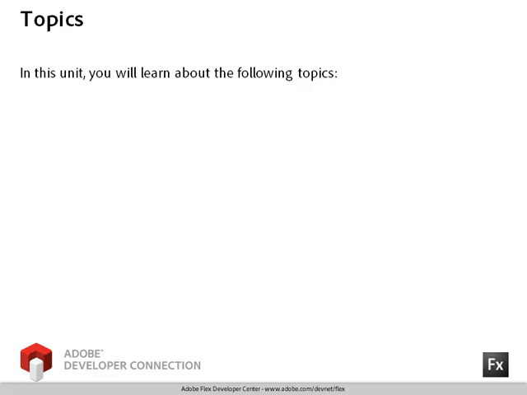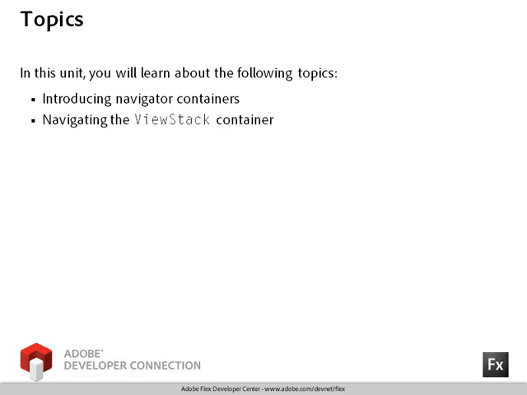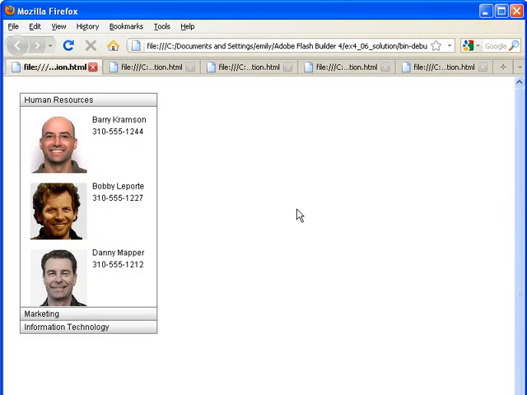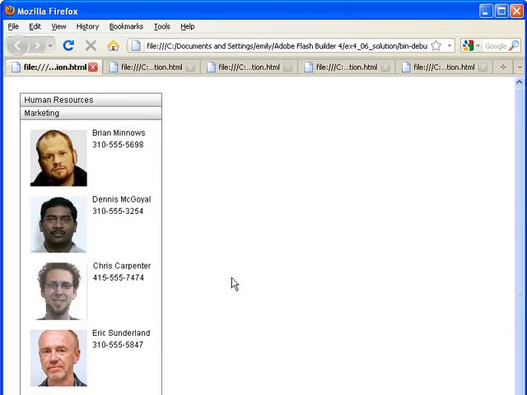Up to this point in the training, you have only used layout containers, which control the sizing and positioning of children. In this video, you will learn how to use the navigator containers, including the view stack container, which works with other UI controls to navigate content. All navigator containers are designed to include a menu of sorts. For instance, this accordion container has pleats, which allow you to switch between content areas.